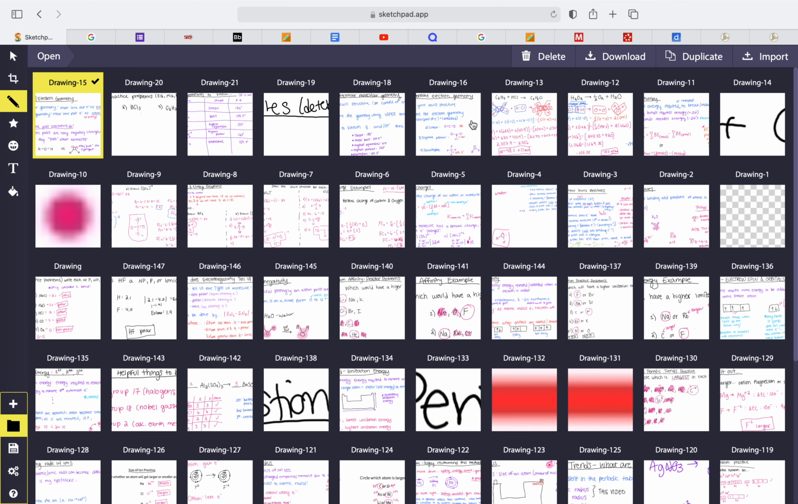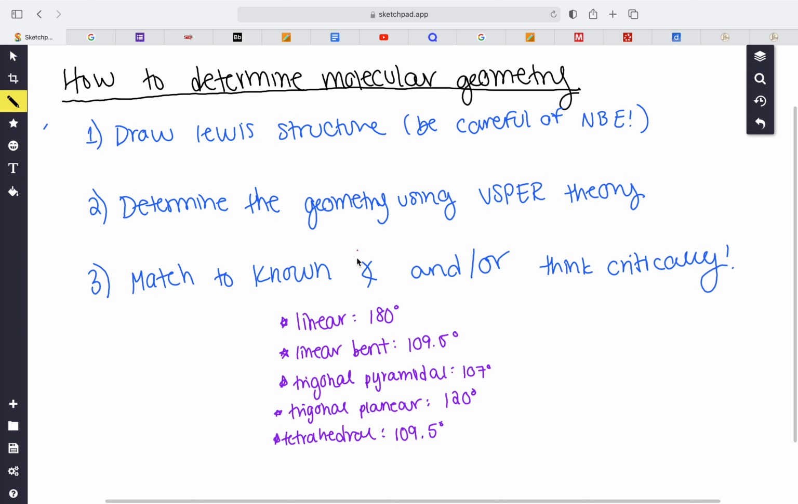So let's go through how we're going to do that. Alright, so how to determine the molecular geometry. The first thing you're going to do is draw your Lewis structure, and I have a little note here to be careful of those non-bonding electrons or lone pairs, also known as lone pair electrons, because if you have those lone pairs, it's going to change some things with the molecular geometry.